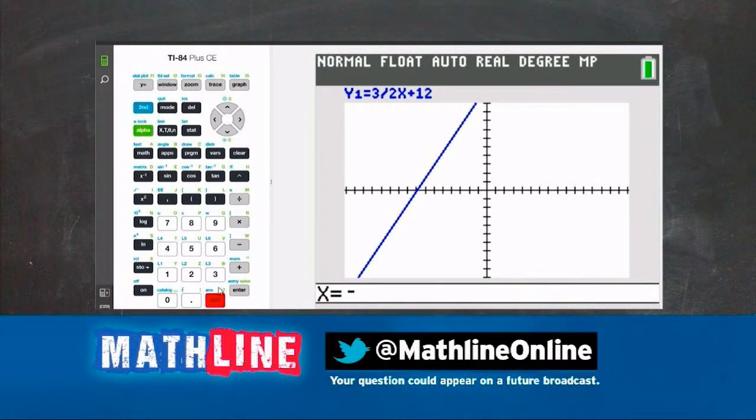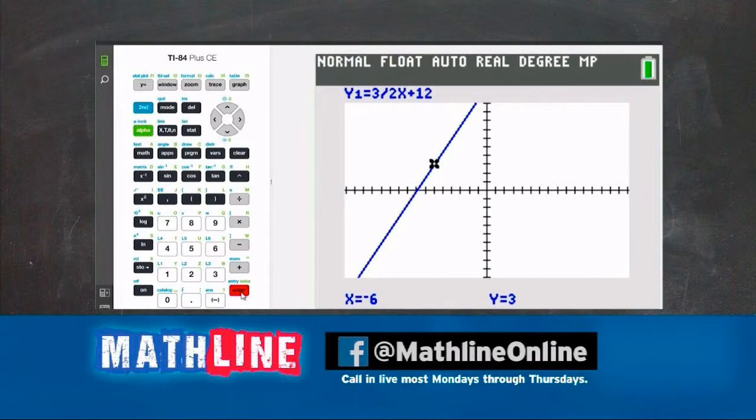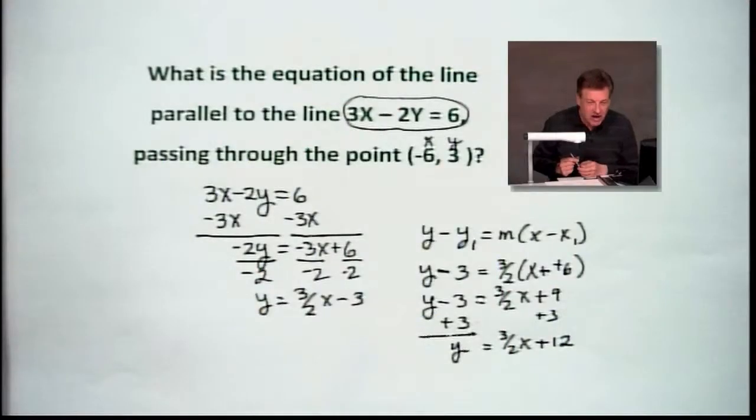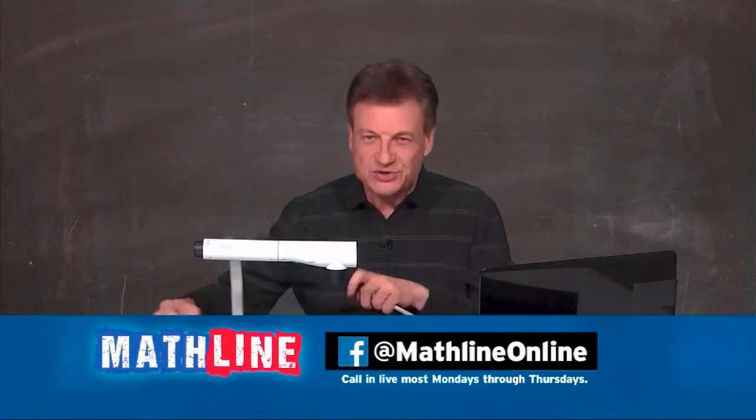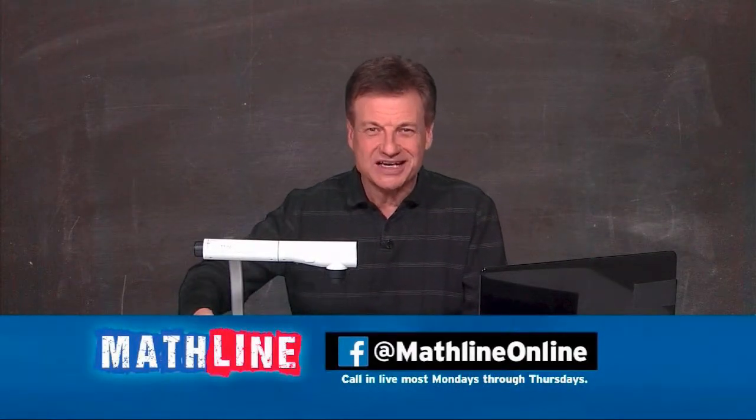I'm looking for a positive 3. Hopefully you are too. Press enter. That's where we are. All right. So that tells me that we're on the right line. We got the right point. And we have one more West High School student to give us a question for the day here.